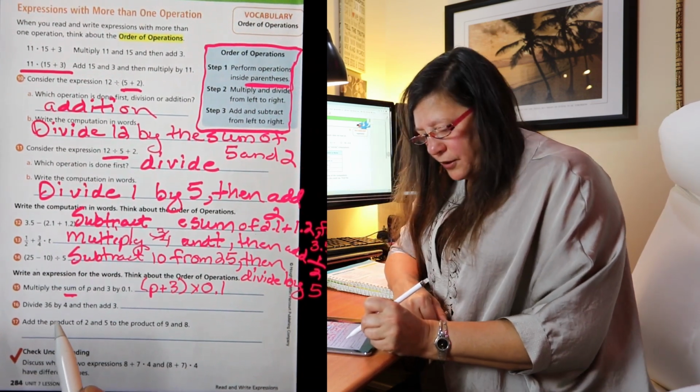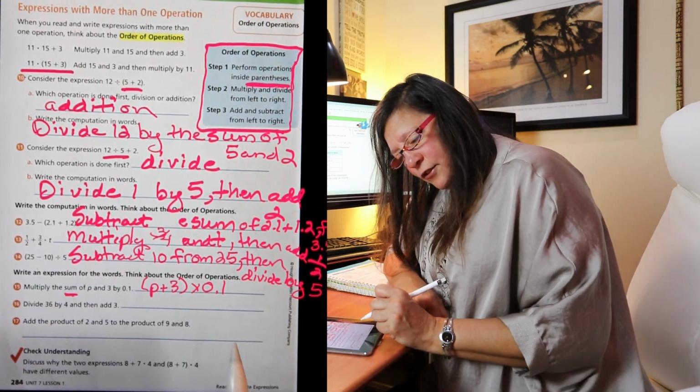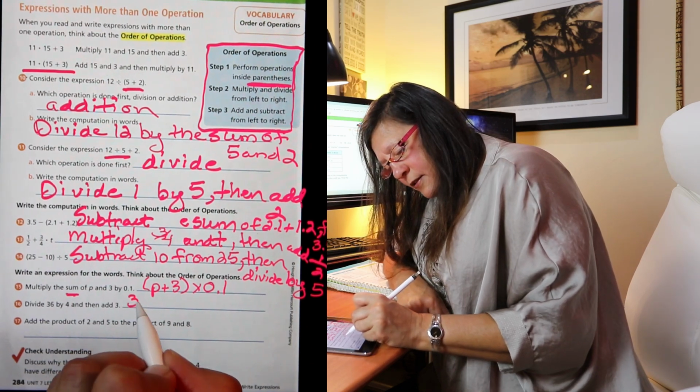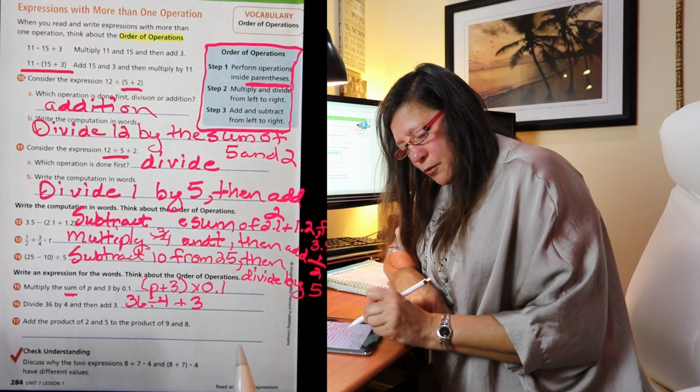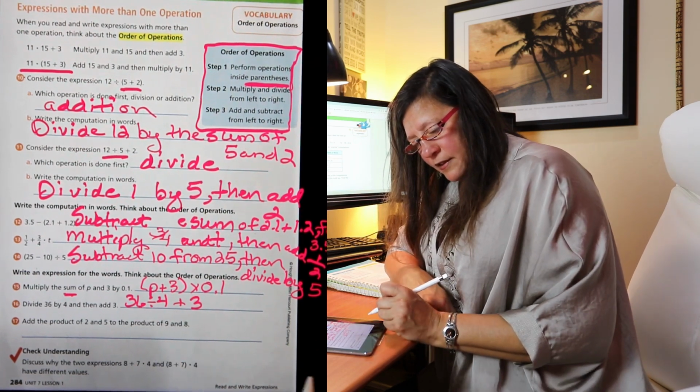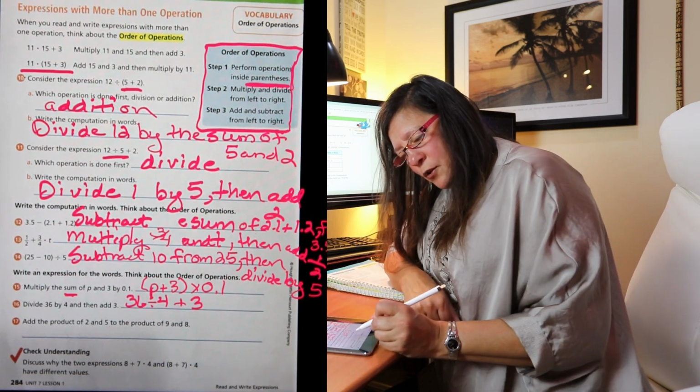16, divide 36 by 4, then add 3. All right, 36 divided by 4 plus 3. You would do the division first and then the addition based on the order of operations.